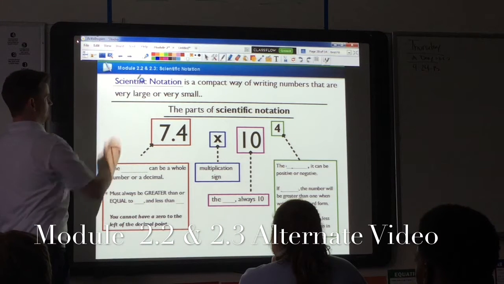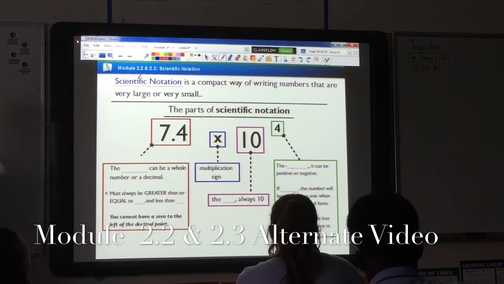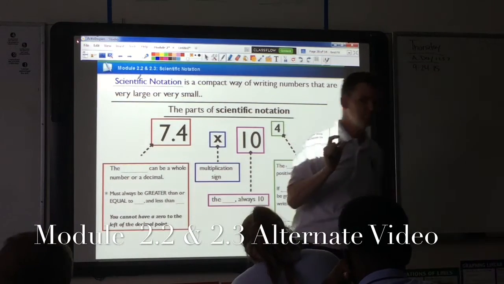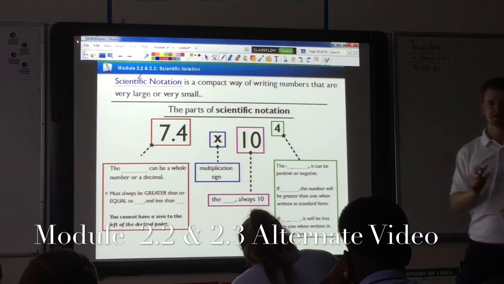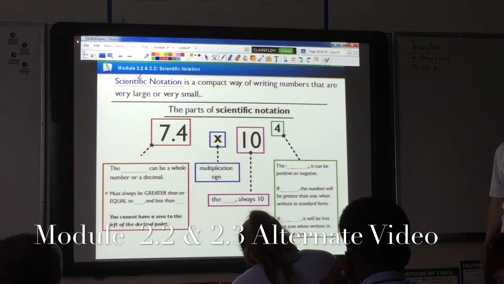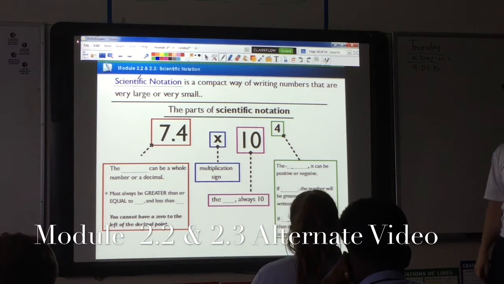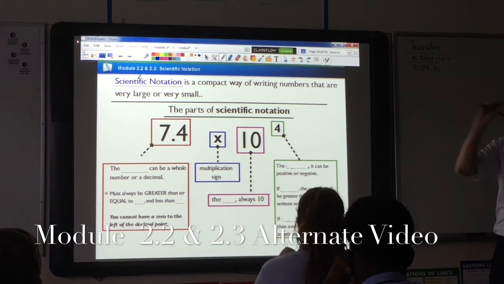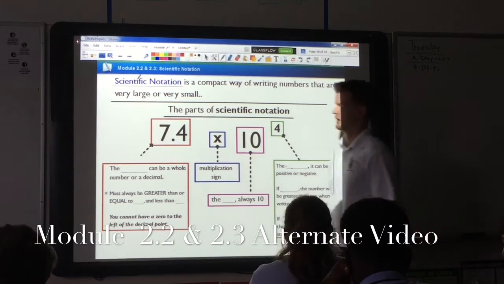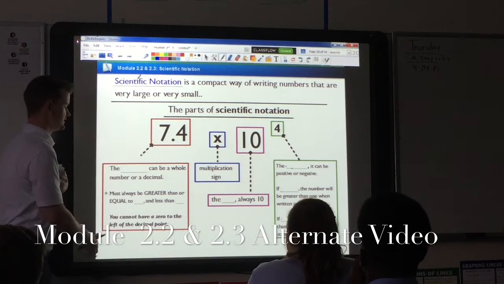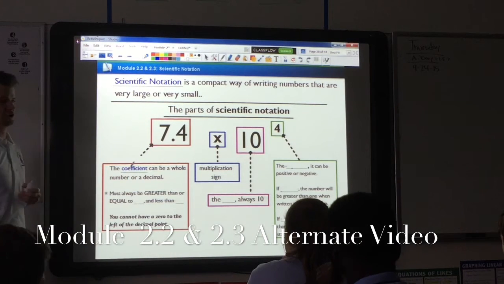Scientific notation, like I said, make sure you have your pencils, is a compact way of writing numbers that are very large or very small. To know scientific notation, you must first know the parts. So what are the parts of scientific notation? There's four. One, two, three, four parts. The most important part, in my opinion, is this first one right here. This is known as the coefficient.